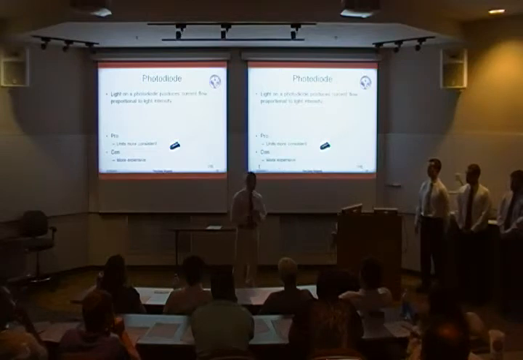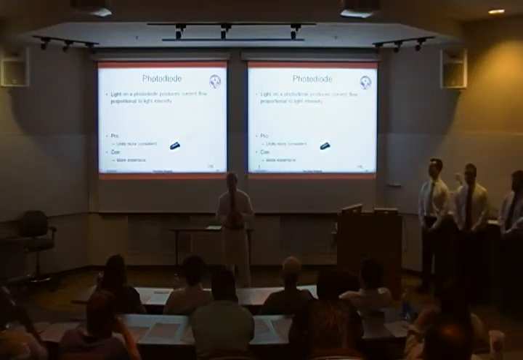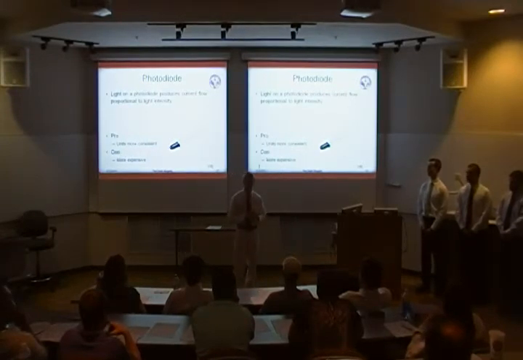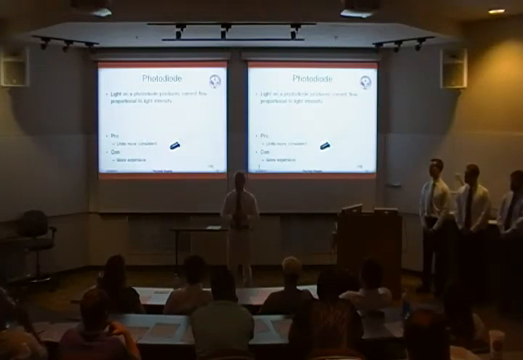A photodiode, on the other hand, produces a current that is proportional to the light intensity upon it. The greater the light, the greater the current that will flow. The photodiode is a little more expensive than the light-dependent resistors are. However, they are more consistent than the LDRs.